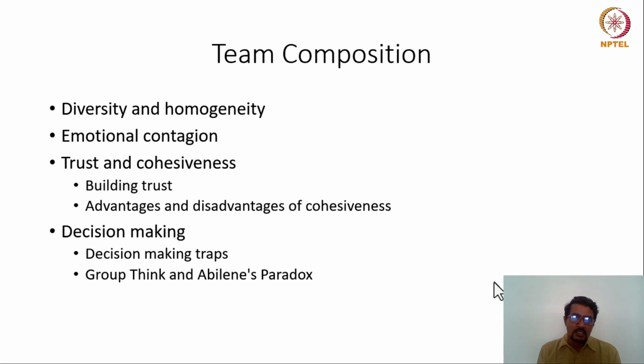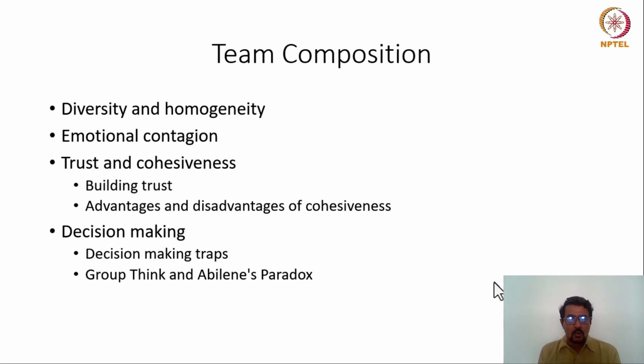So cohesiveness found in the startup team has its own advantages because it facilitates formation of trust. It helps people to communicate openly. Cohesiveness helps team members to take risks without fearing what others will think. So these are some of the advantages of high levels of cohesiveness in the team.